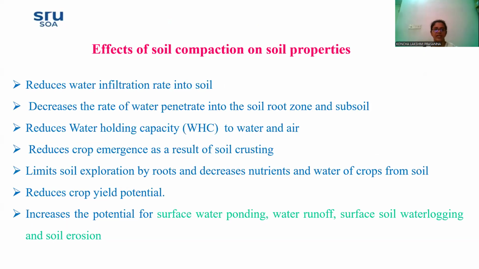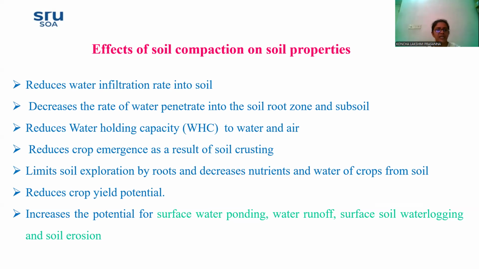Next is the effect of soil compaction on soil properties. Soil compaction leads to reduced water infiltration; the infiltration rate in the soil is reduced. Next is a decrease in the rate of water penetration into the soil root zone and the subsoil. Next is reduced water holding capacity for water and air.